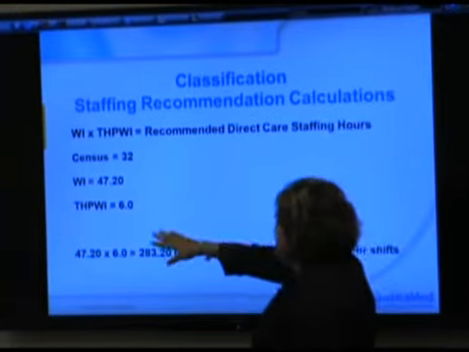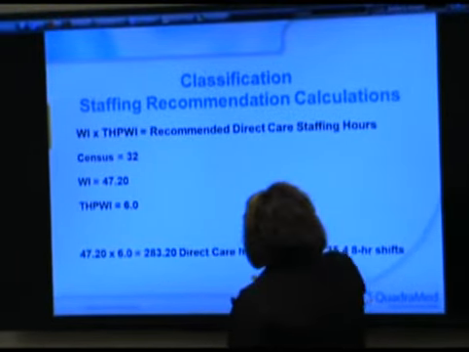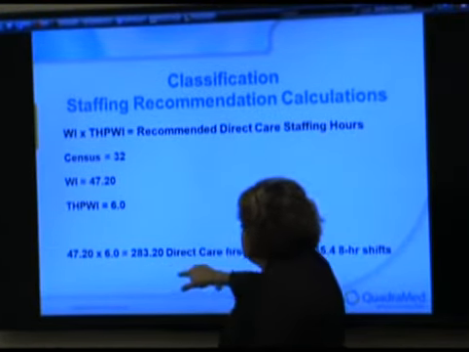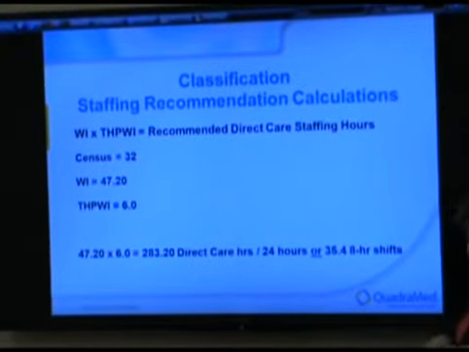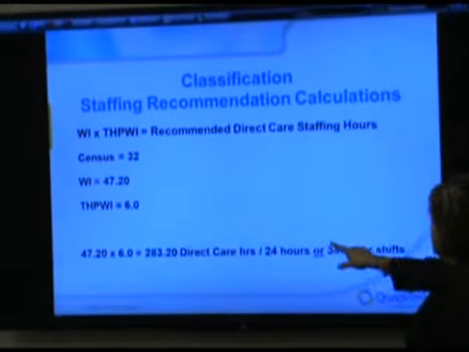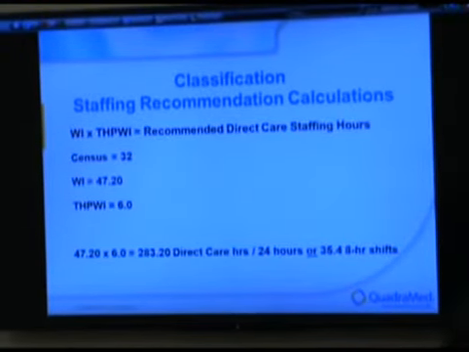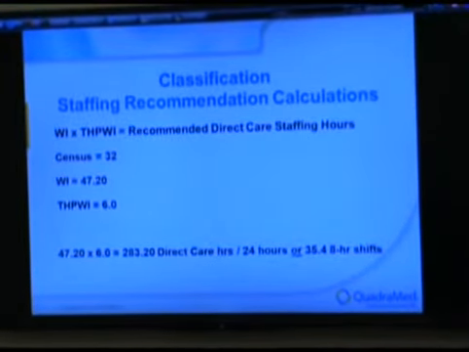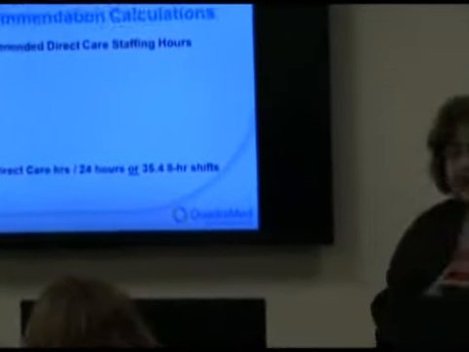So if we multiply the workload times those hours, we'll get 283 direct care hours in a 24-hour period. And if we divide it by 8-hour shifts, that is equivalent to 35.4 8-hour bodies in a 24-hour period. That's what we're saying this unit needed.